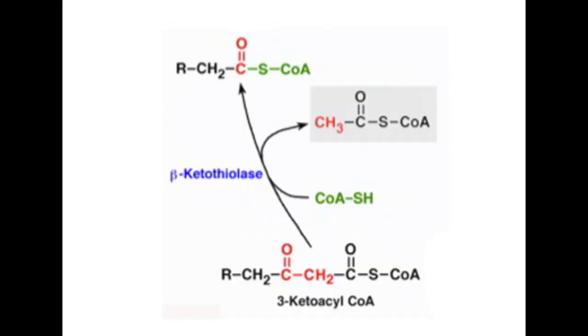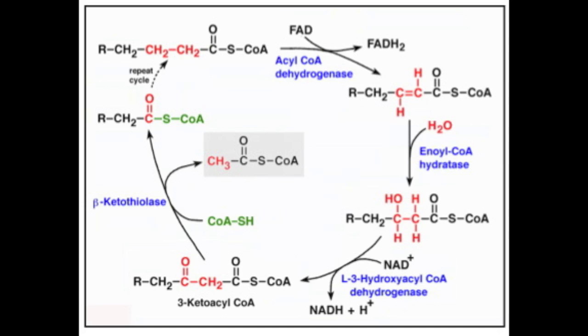In the fourth and final step of beta oxidation, a new molecule of coenzyme A bonds to the new carbonyl carbon, releasing a molecule of acetyl-CoA. Let's review that really quick.